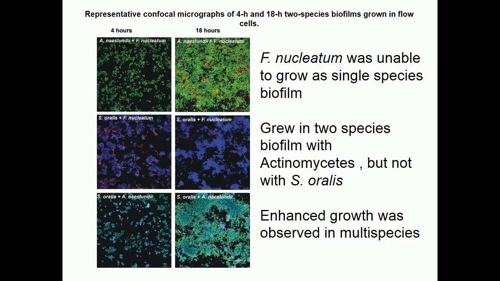Representative confocal micrographs of 4-species and 18-species biofilms grown in flow cells. The primary immunofluorescence indicates S. aureus, blue, A. naeslundii, green, and F. nucleatum, red, and shows that there is intimate contact among species. Periasamy et al., Appl. Environ. Microbiol. 2009, 75, 3250 to 3257.